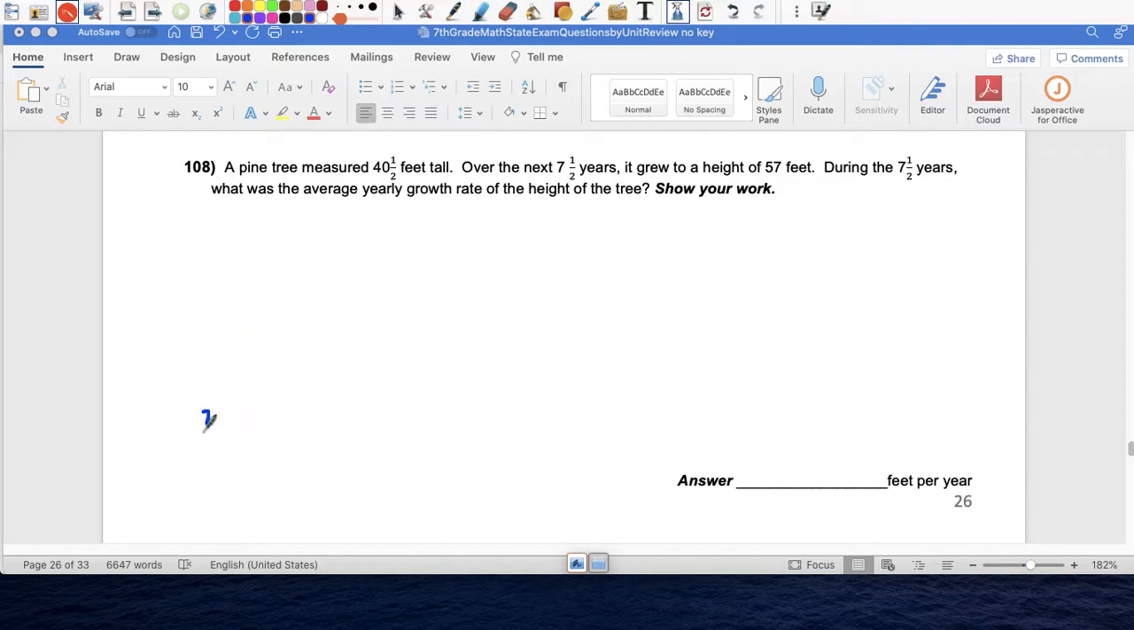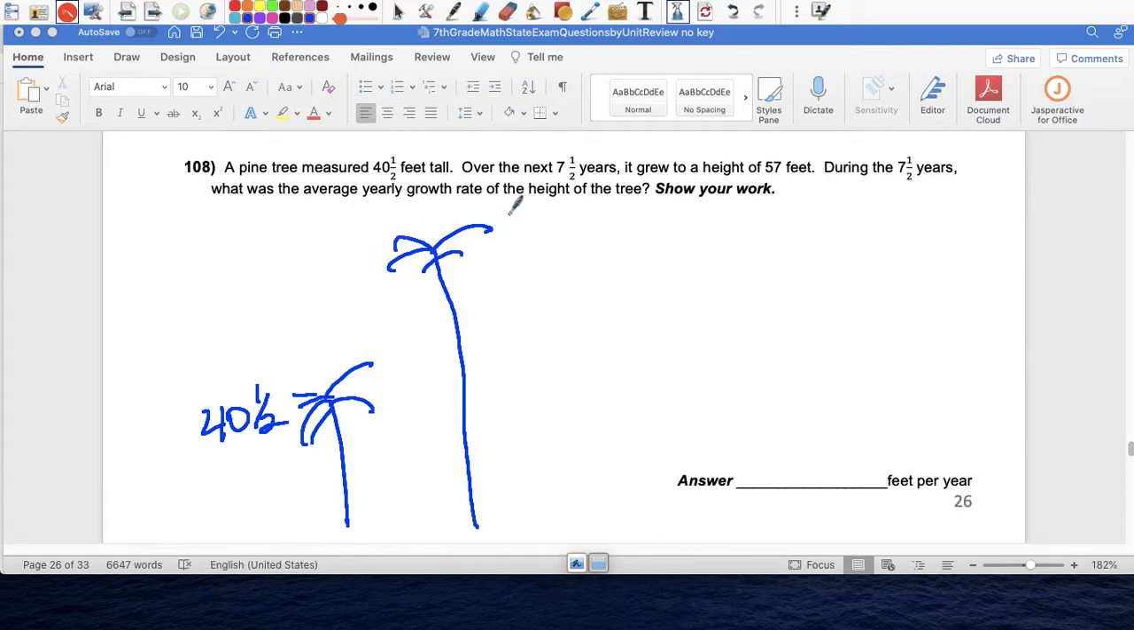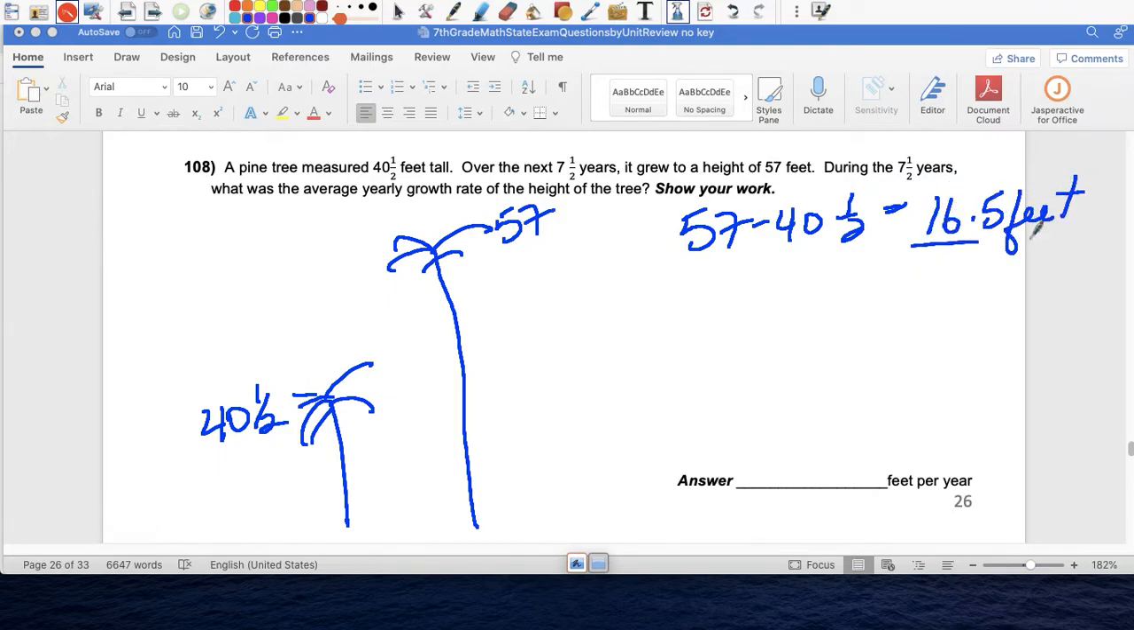So the tree was 40.5. Let me draw a tree. I should have drawn it to begin with. Here's a nice tree. And then it grew to 57. So the tree grew 57 minus 40.5. The tree grew 16.5 feet. And that's the number I should have used.